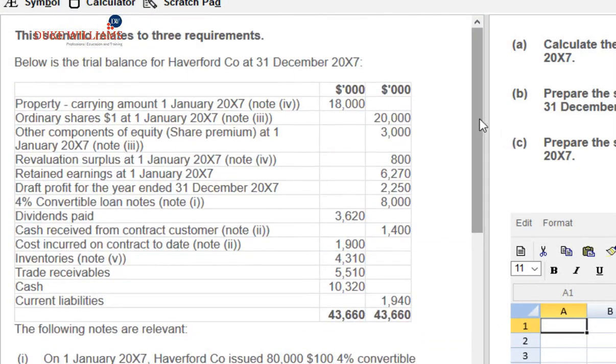Now what I do often with my students is to share with them an exam technique and a way of going in between the questions. So I'll say, okay, let's do a short summary of the question whilst we read.